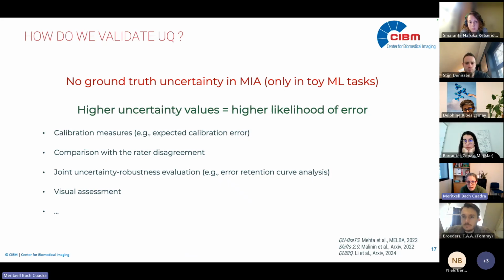Now there is the question of how we measure whether that uncertainty is good or not. There is no ground truth, and this is not big news, because often there is no ground truth in many machine learning tasks in medical imaging. But the main hypothesis that we convey is that high uncertainty values should represent a higher likelihood of error of my AI model. And this is what we wanted to convey.